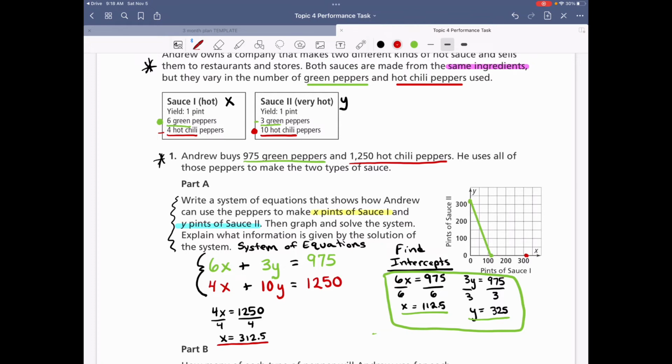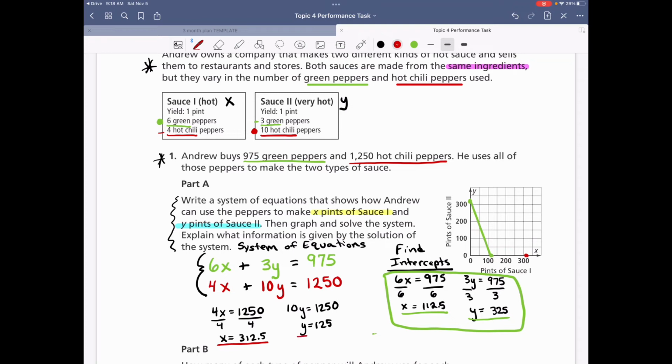So that's just the intercept. Now I want to find the y-intercept. So I will plug in 0 for x. So just write it as 10y equals 1250. If I divide by 10, I can do that in my head, it's just 125.